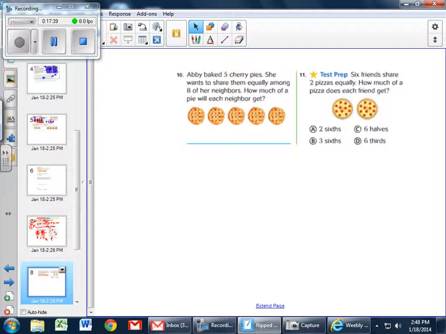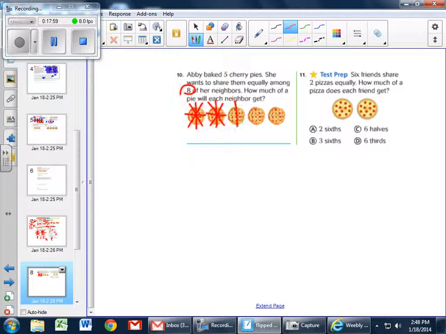On the bottom of that page, I did on a separate page just so we could see it again. So you're still on page 314. Abby baked 5 cherry pies. She wants to share them equally among 8 of her neighbors. How much of a pie will each neighbor get? Okay, so you're going to take your pie and you're going to divide it by 8 pieces again. And then you're going to say they can have 1 piece out of each pie. So they have 1, 2, 3, 4, 5 eighths.